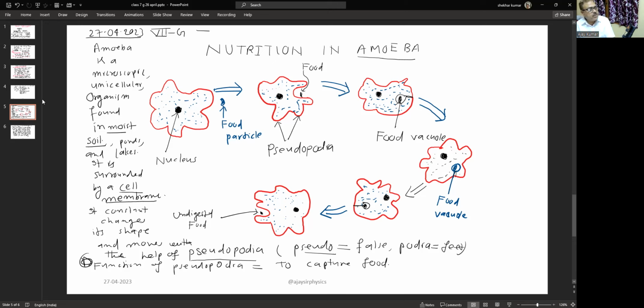Amoeba is a macroscopic unicellular organism, no doubt, and it is found in moist soil, ponds and lakes, and it is surrounded by the cell membrane. The shape of the amoeba changes and it moves with the help of the pseudopodia. Pseudopodia are the false feet of the amoeba, and their function is to trap the food for nutrition.